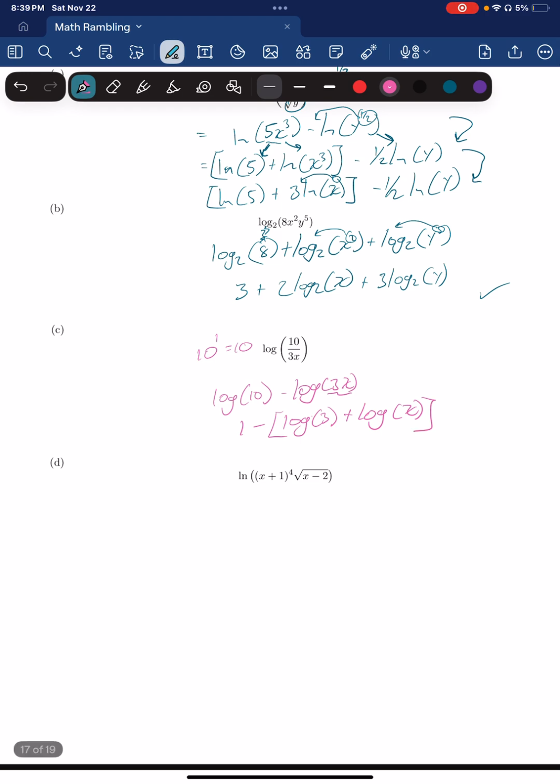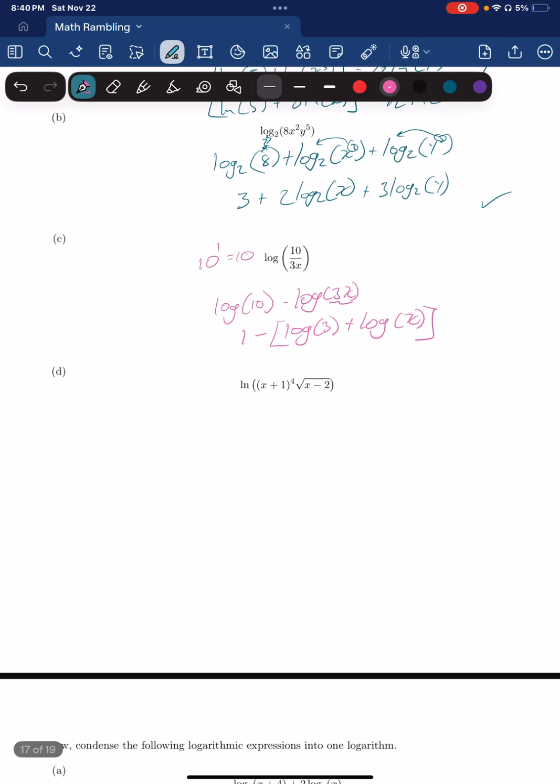All right. Oh my gosh, this looks disgusting. This looks horrible. So let's split it up into ln of (x plus 1) to the 4th plus ln of (x minus 2) to the 1/2. Okay, this is looking better already. All right, we can bring out this 4, and we can bring out this 1/2 to get 4 ln of x plus 1 plus 1/2 ln of x minus 2.